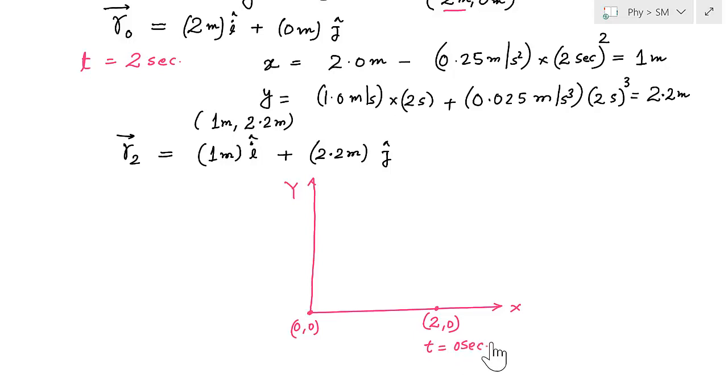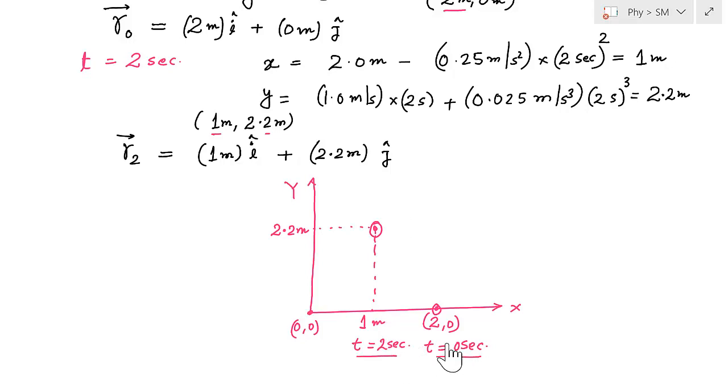Now what is the position at t equals 2 seconds? x is 1 meter and y is 2.2 meter. So somewhere here. So this is 2.2 meter and this is 1 meter. So this point is somewhere here. So this point is at t equals 2 seconds.